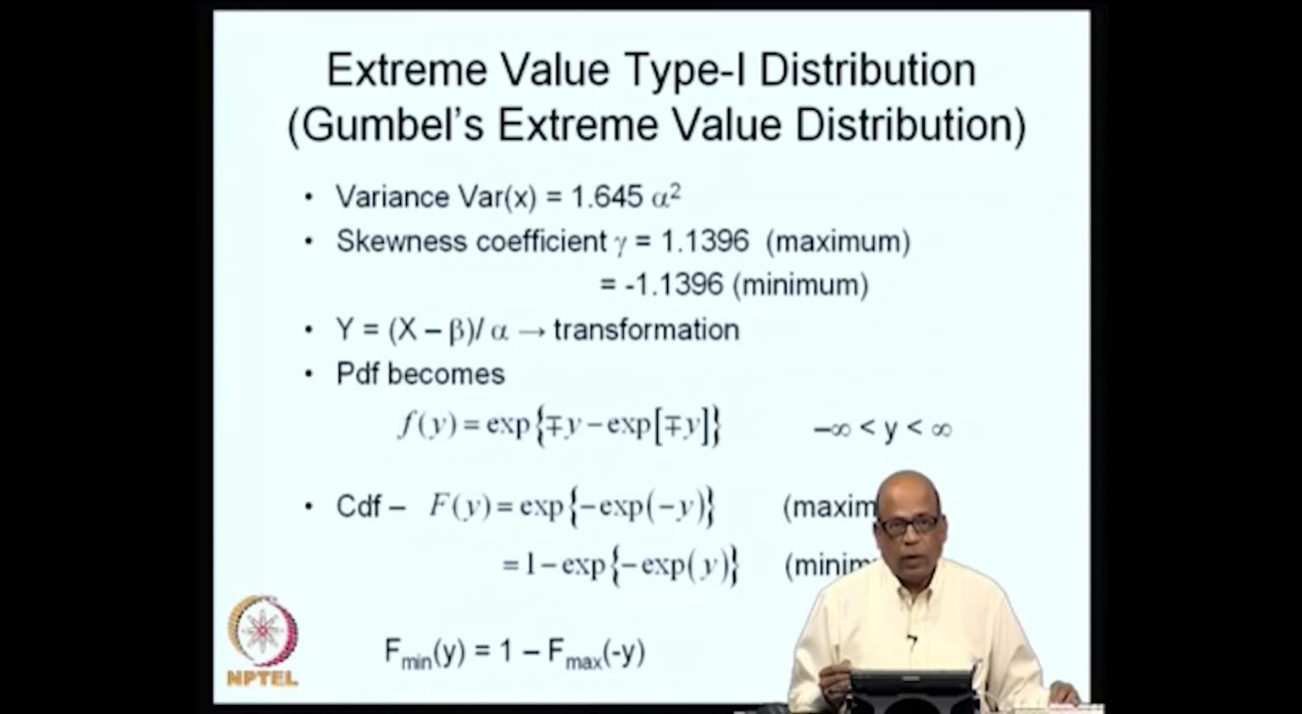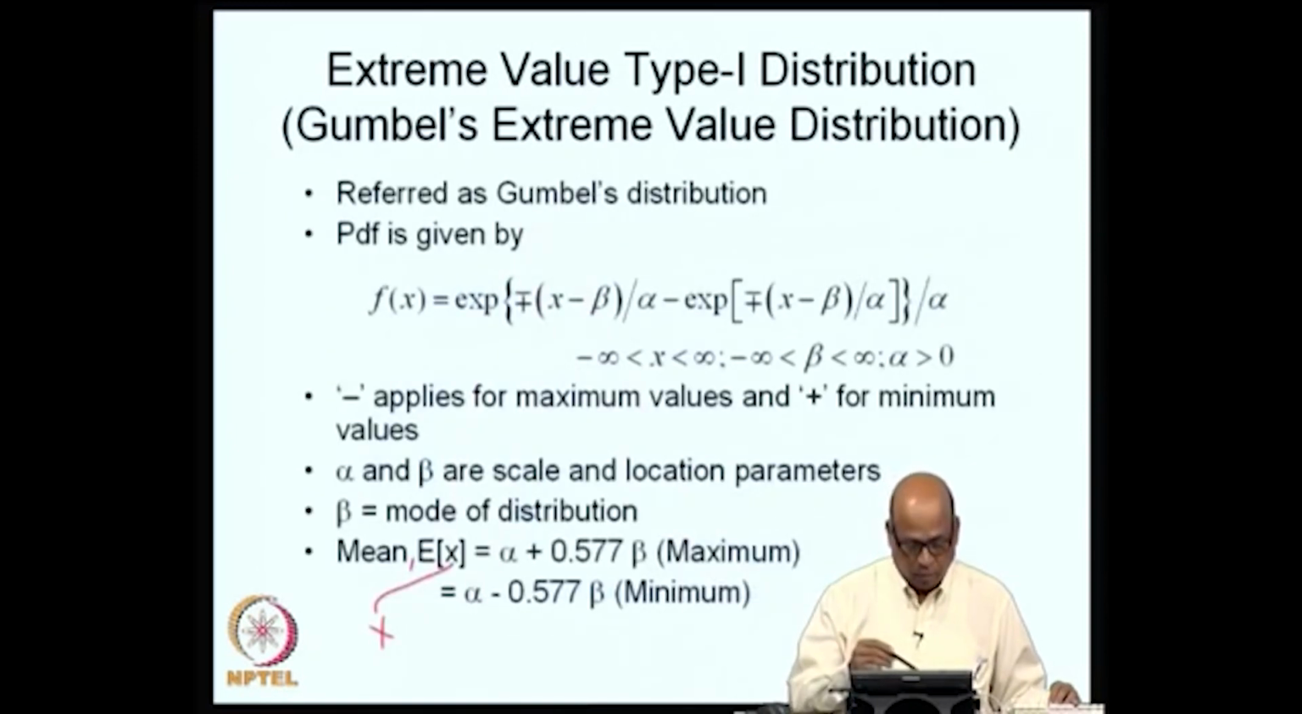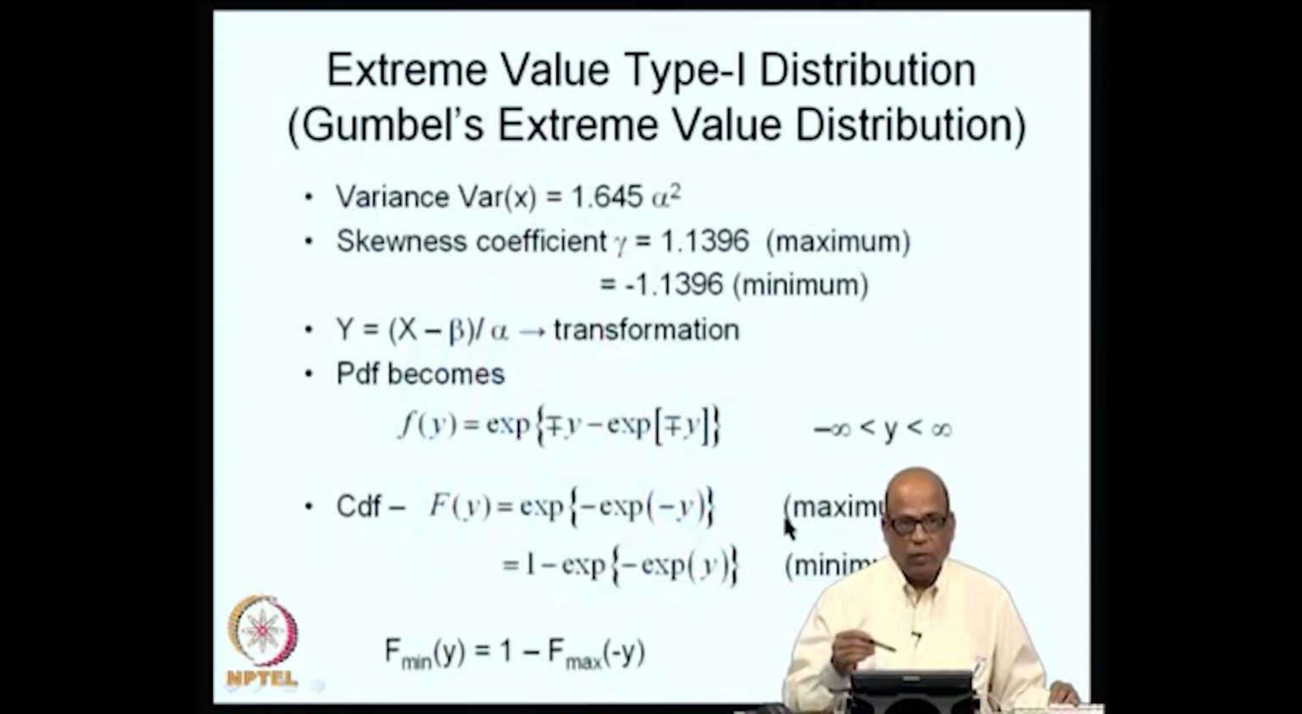As I was mentioning, the expected value of X is given by alpha plus 0.577 beta for the maximum values. The variance is given by 1.645 alpha square for both the maximum as well as the minimum values. By that I mean, when you want to use the distribution for obtaining the distribution of the maximum values and the distribution of the minimum values. The skewness coefficient is given by 1.1396 when we are talking about the maximum values and the same with the negative sign for the minimum values.